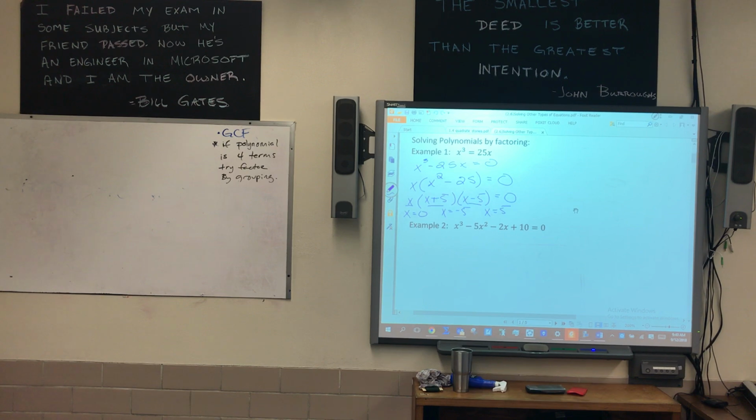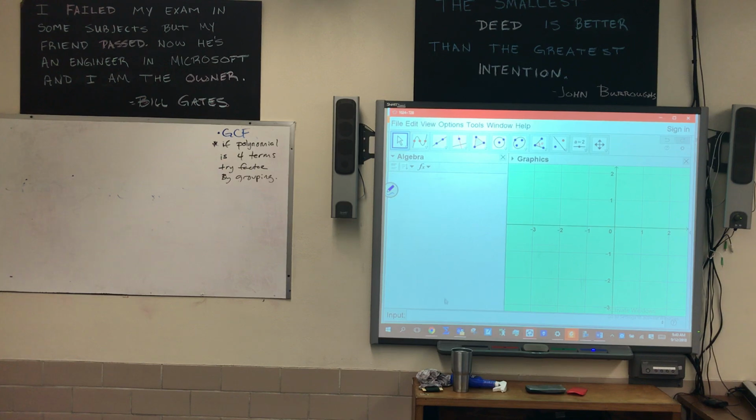Really what that tells us, remember we talked about this stuff graphically. You may not know yet how to graph a cubic. Maybe you've seen them, but if I graph x cubed, it looks like that. If I graph 25x, that line right there. Let's see if I can adjust my axes so you can see all this stuff.